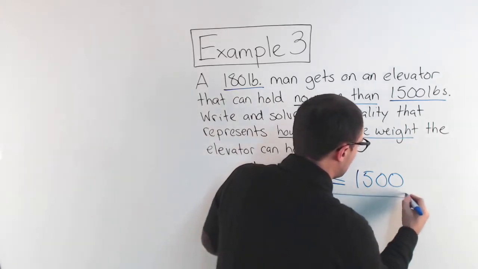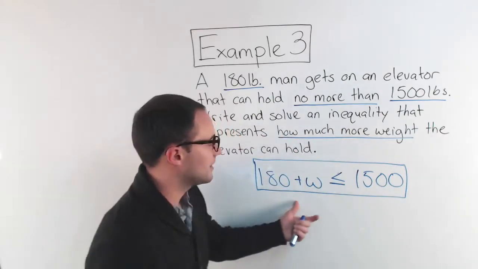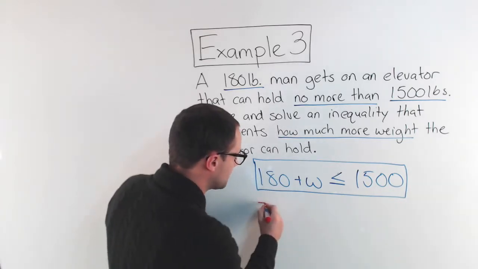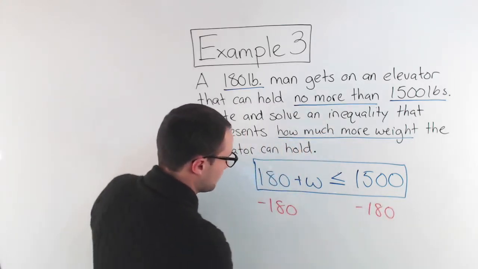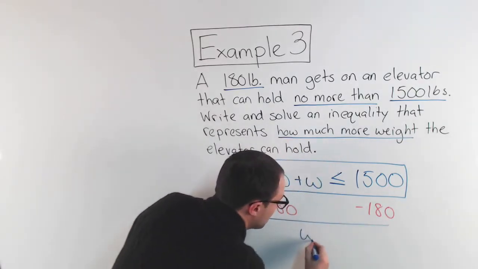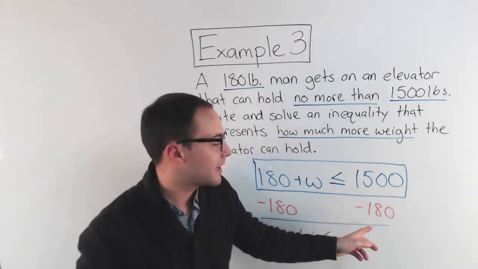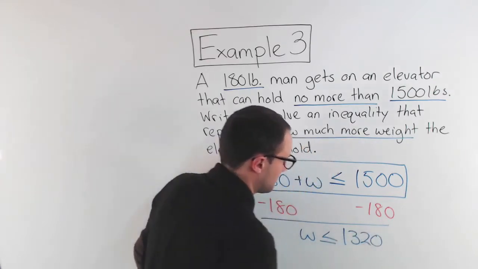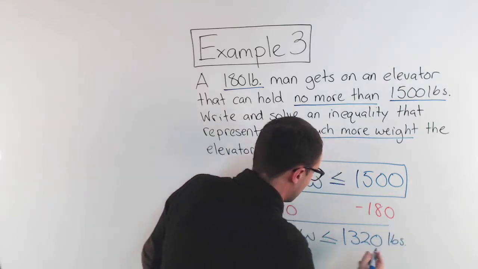Okay. Now it's time to solve it. So same thing. I'm trying to get the variable alone. I got to get rid of that 180. So I'm going to subtract 180 from both sides. That 180, those go away. I'm left with, I'll put a line, I'm left with W is less than or equal to 1,500 pounds minus 180, which is going to be 1,320 pounds. And I'll put my units in there at the end.